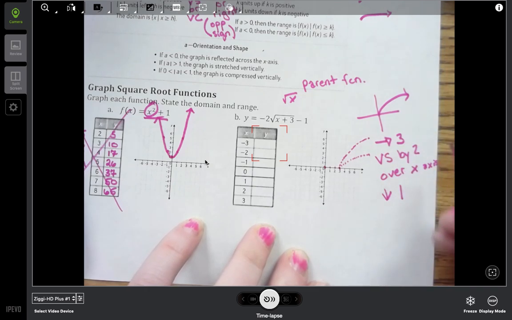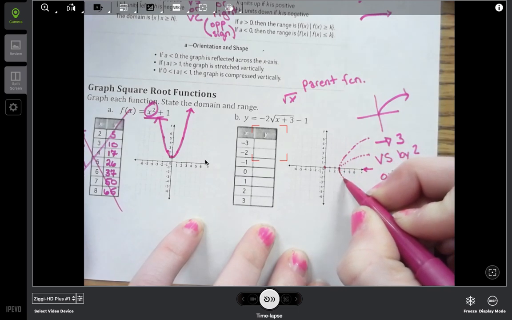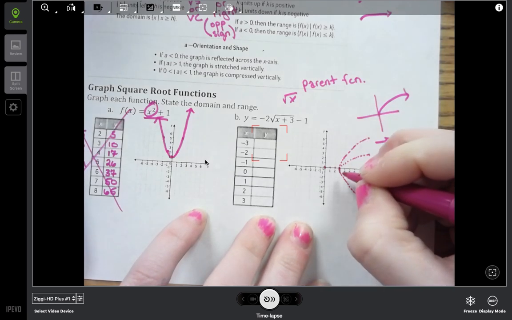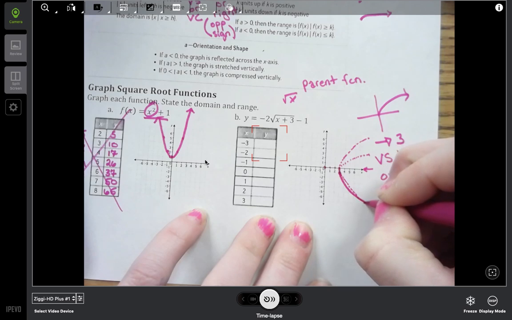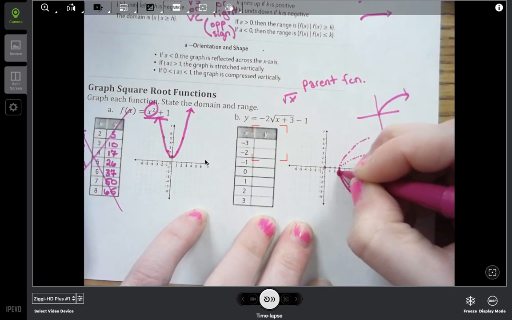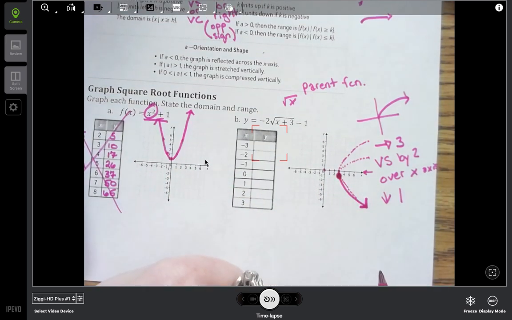If I flip it over the x-axis, that's this one right here. So now it's going to go down this way instead. Okay, and then if I go down 1, it's going to start right here, and it's going to go down 1 like this. So that's my ending final one right here. It starts there at -1, and it's going to go down, down, down, down, down. Okay, it's going to be kind of tall.